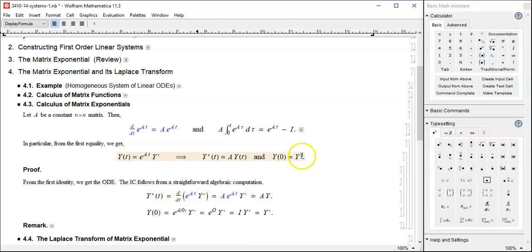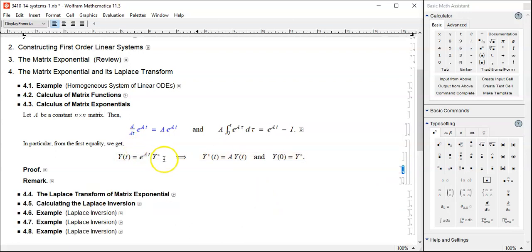How about the initial condition? That's just a straightforward algebraic computation. Plug in t equal to 0, then y of 0 is e to the A times 0. So A times 0, what do we have? We have the 0 matrix. e to the 0 matrix is the identity matrix I. So I times y star, we have y star. So y of 0 is y star. So we have the IC, and previously we saw y prime is Ay, we have the ODE. So this one is the correct solution formula.